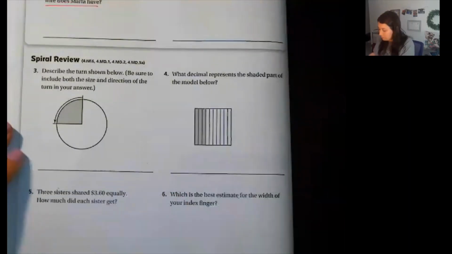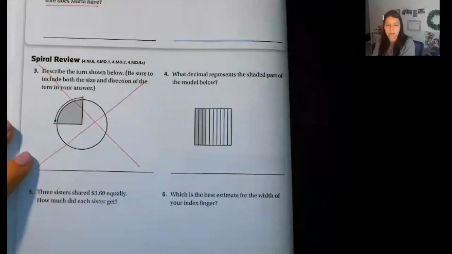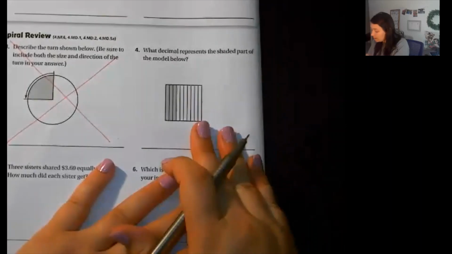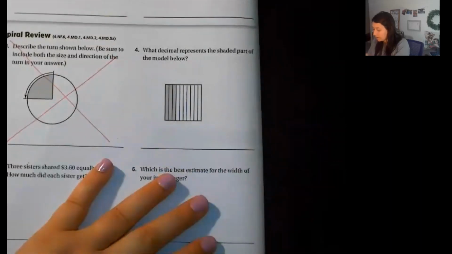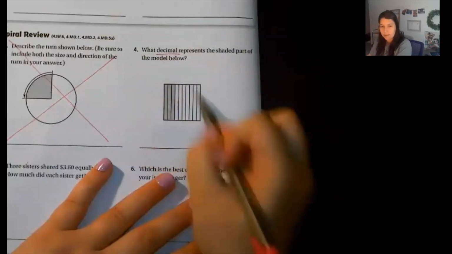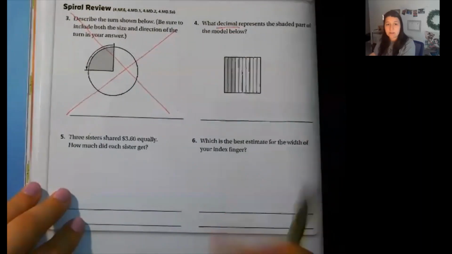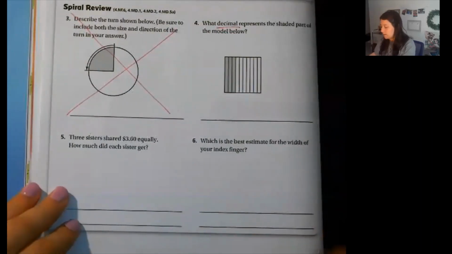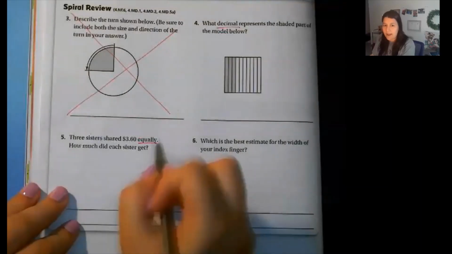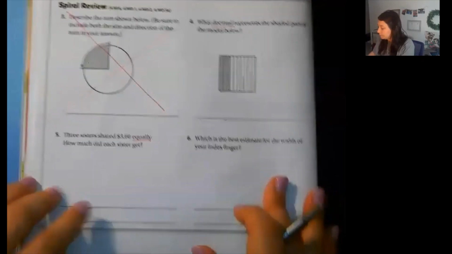On your spiral review, you do not need to do number 2. That comes from Unit 11, which we have not done. Number 4 asks you what decimal represents the shaded part of the model. So what decimal does this show? Number 5 says 3 sisters share $3.60 equally. So how much does each sister get if they're splitting it equally?